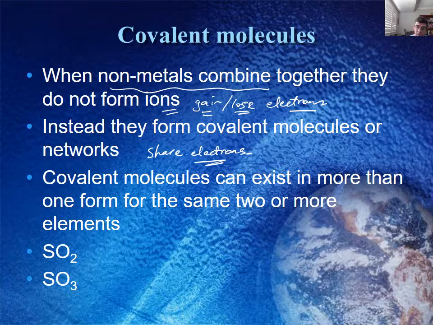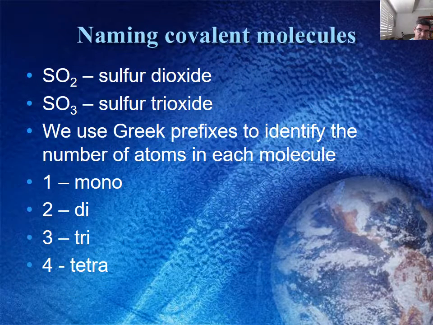Now these can form discrete molecules such as carbon dioxide, or they can form complex networks such as is created in diamond between carbon atoms. The other thing that's important to remember is that covalent molecules can exist in more than one form for the same two elements. So here we have two compounds formed by the combination of sulfur and oxygen. And so our naming systems are going to need to take into account these differences in the ratios of sulfur and oxygen in this case.